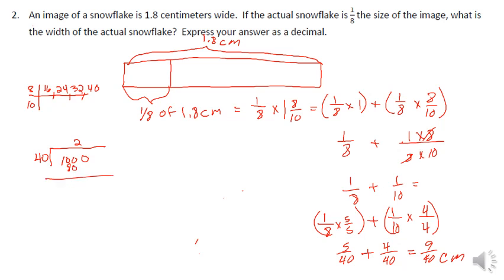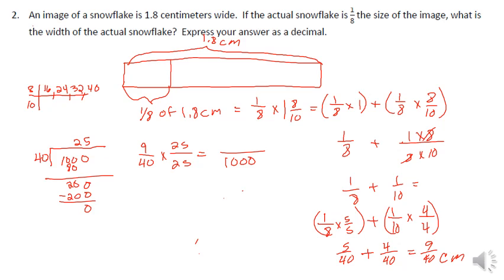40 goes into 100 2 times. That's going to give us 80 with 20 remainder. And 40 will go into 200 5 times, and I know that because 5 times 4 is 20, so 5 times 40 would be 200. So I know that I can convert 9/40ths to thousandths, because I can do that by multiplying by 25 and 25, which is going to be 1,000 on the bottom.